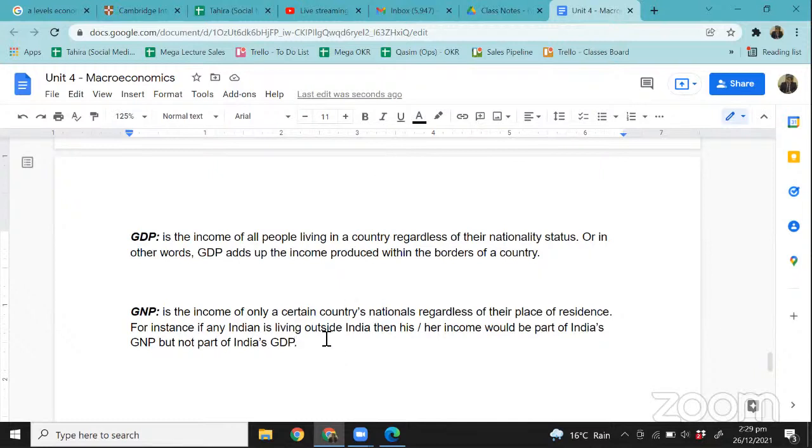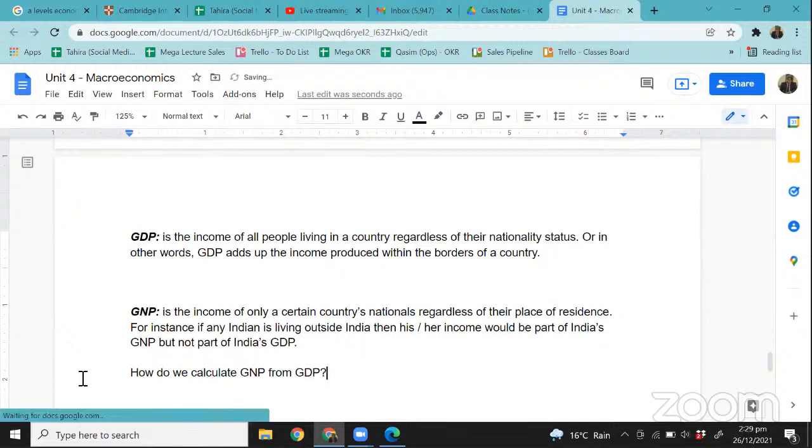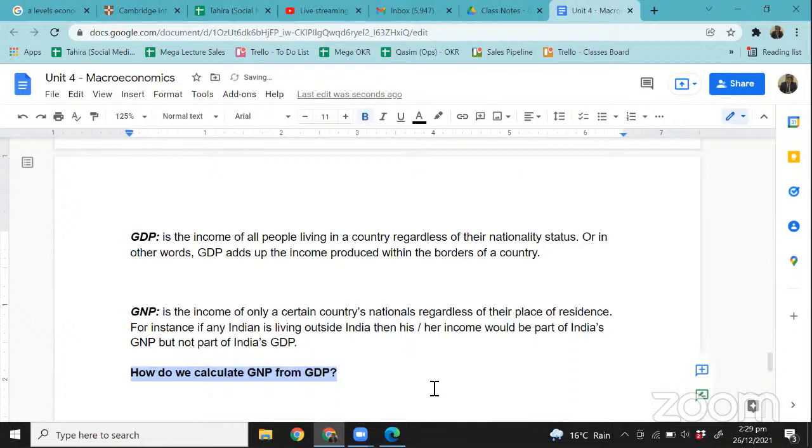Now we'll stop here for today, and next class I'll also show you the formula for this GNP. How do we calculate GNP from GDP, right? So I'll just write this down and then stop here. So this will be the starting point of our next class, right?